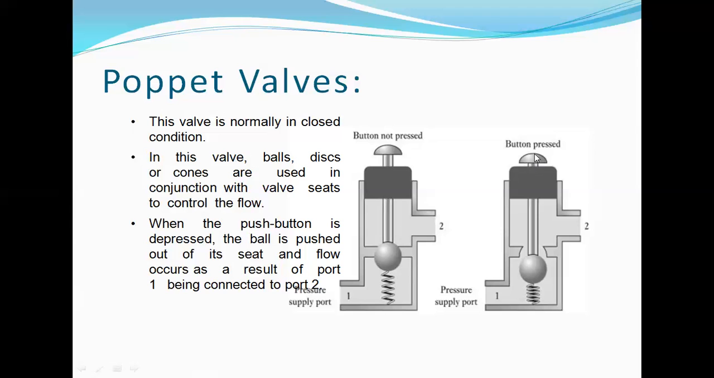When the pressure has been applied, the pressed condition, only then will the outlet get opened. So in this, balls, discs, and cones, whatever the shapes of the stoppers, can be utilized, right? When this push button is depressed, the ball is pushed out of its seat and flow occurs as a result of port 1 being connected to port 2. So there will be a passage of compressed air, or else compressed fluid, driven to move from port 1 to port 2.